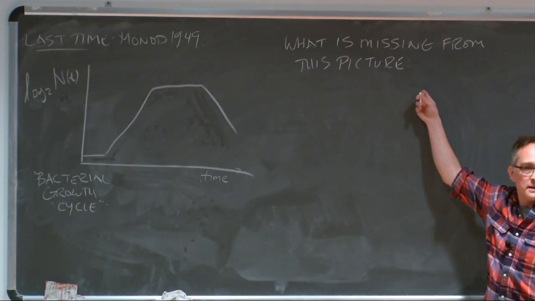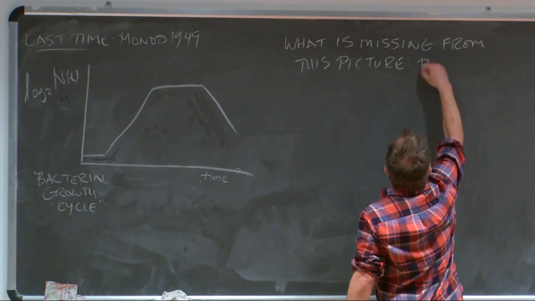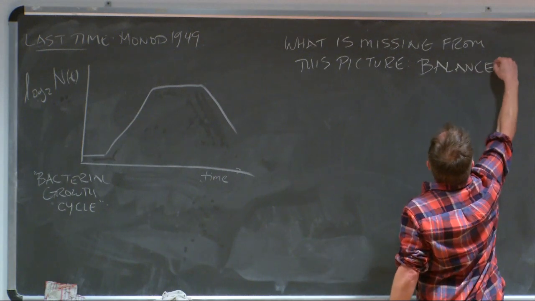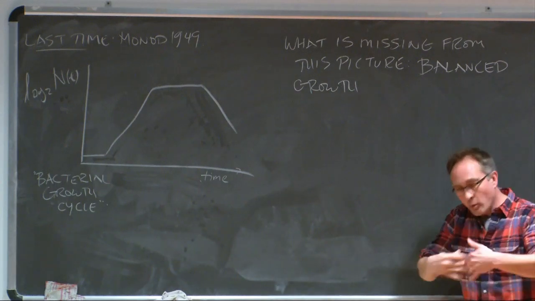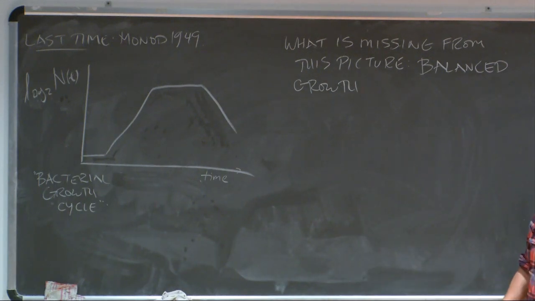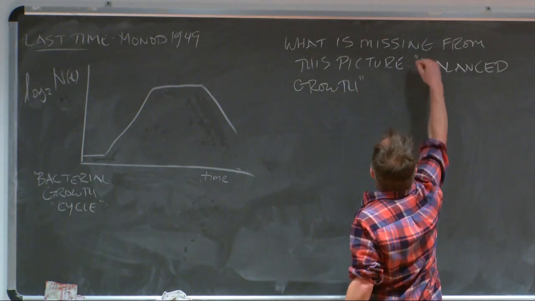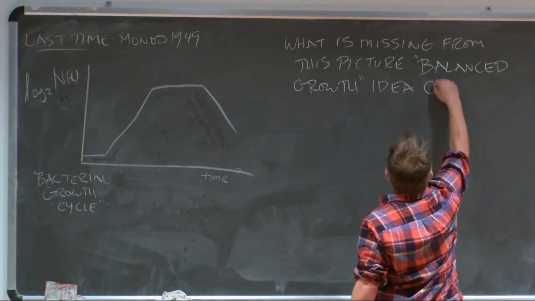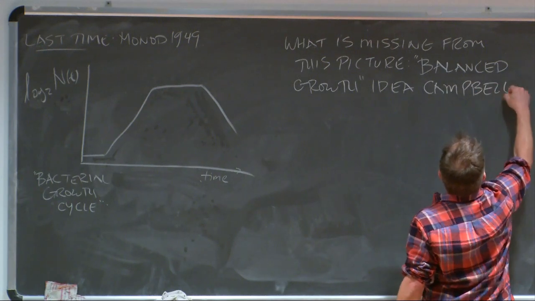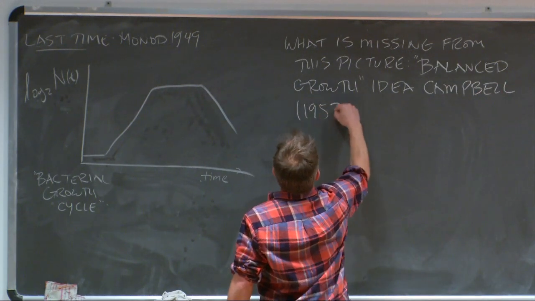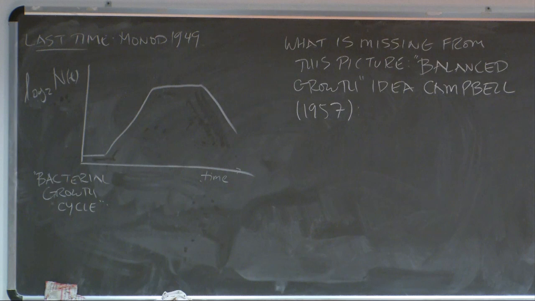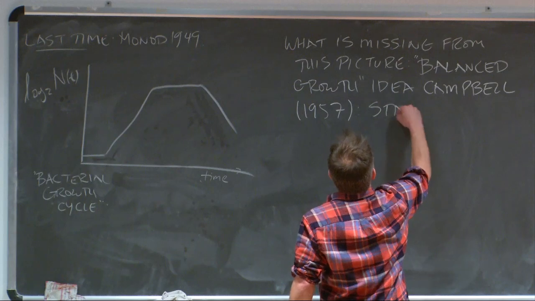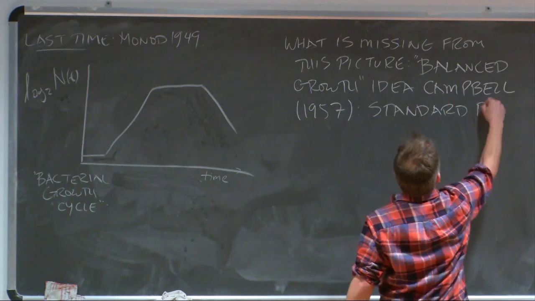And so what's missing from this is something that's called balanced growth. And balanced growth mathematically is not going to shake the world, but it's a conceptual shift that, as I say, opened up a decade-long golden age for bacterial physiology. And so this is an idea that Campbell came up with in 1957, and what I'm going to call a standard reference state. Sorry, so it's a steady state of growth. Reference state.